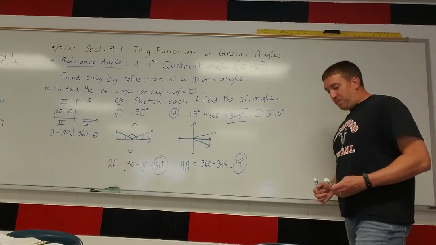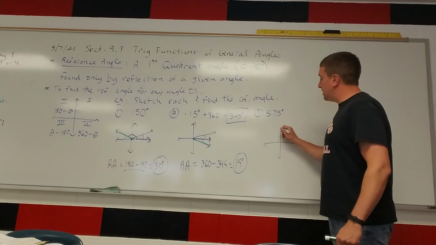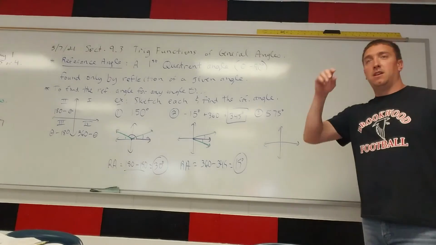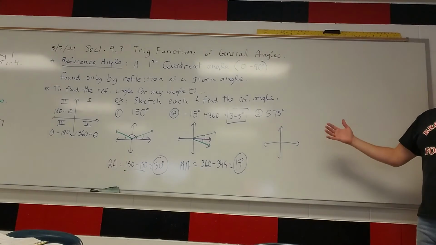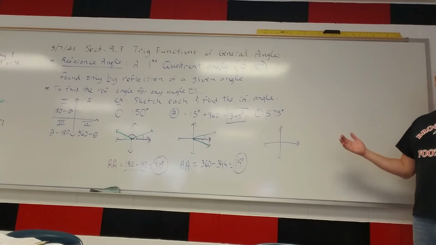Just me? Okay. Alright, first thing we're supposed to do is we've got to sketch this. Well, what's obviously the issue with trying to sketch this? Go around a bunch of times. It's too big. We have to know what it is between 0 and 360 to know what it actually looks like.